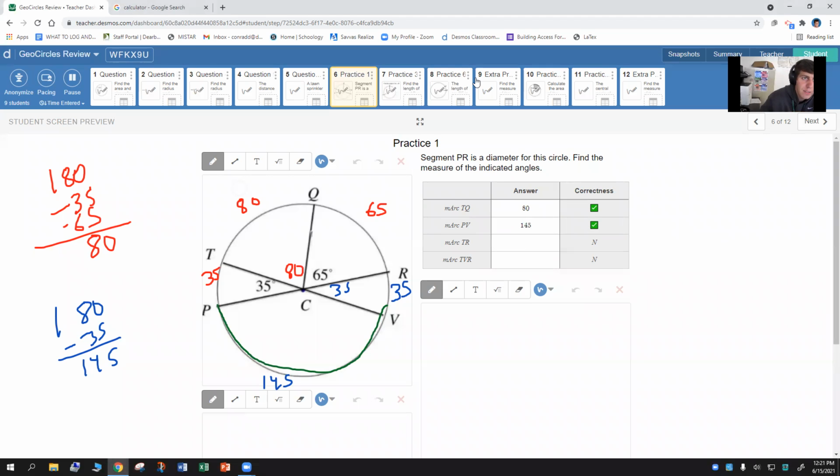Then we have arc TR. It says just T and R, so that means we need to go the short way. It's a minor arc, less than half. We go from T to R, which is 80 plus 65, so that's 145 as well. And the last one is TVR. We start at T and go through V to R, so that's 180 plus 35, which is 215.